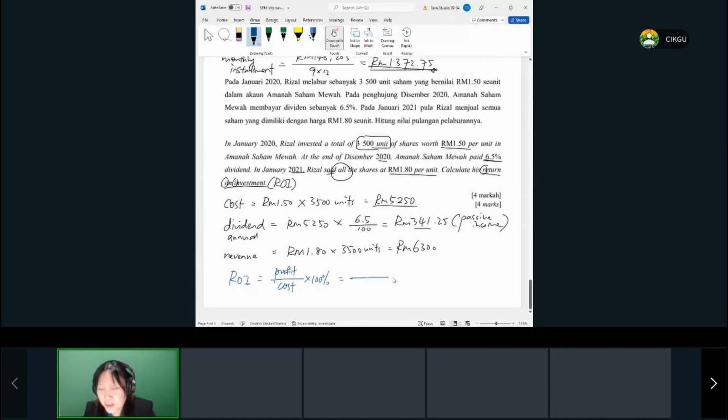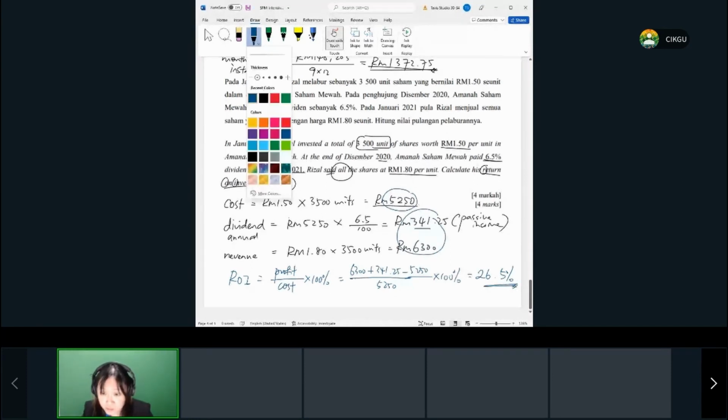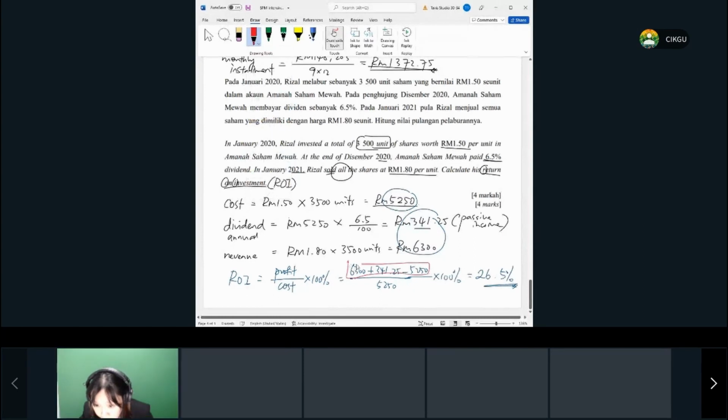So let's calculate how much profit he gets. Profit is all of the money he earned minus how much he spent at the beginning. So 6300 plus 341.25 minus 5250. This is the profit. And then out of how much he spent, 5250, convert to percentage. So type this in the calculator. He gets an ROI of 26.5%. If you guys want to know exactly how much money he makes from this investment, this amount here is how much? I calculated already.